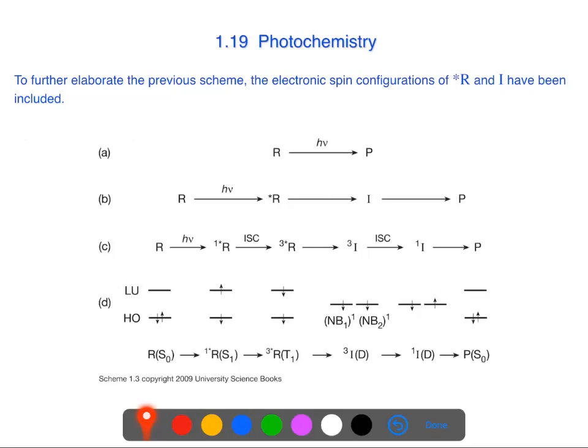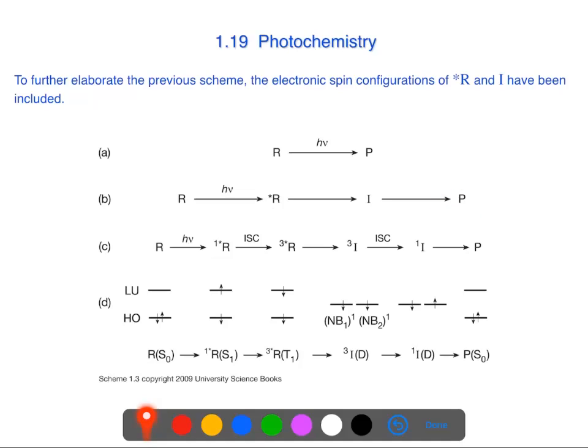So to further elaborate on the previous scheme, the electronic spin configurations of R star and I have been included. So again, overall, what we're interested in is the absorption of a photon by R to give us a product. We now know that there are various stages towards product formation, namely, once we absorb a photon, we form an electronically excited state, R star. This state then is transformed into some intermediate biradical state, and then eventually that will form our final product.